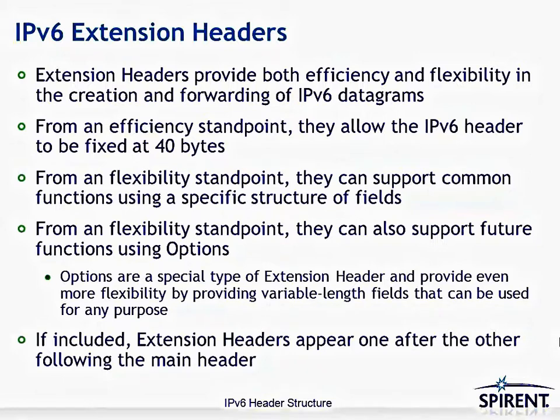From a flexibility standpoint, it allows them to support more common functions using a specific structure of fields. Also, they could support future functions using options that are TLV encoded, type length value encoded, that will give more variable types of information to be provided with IPv6 extension headers. And if included, extension headers appear one after another following the main header.